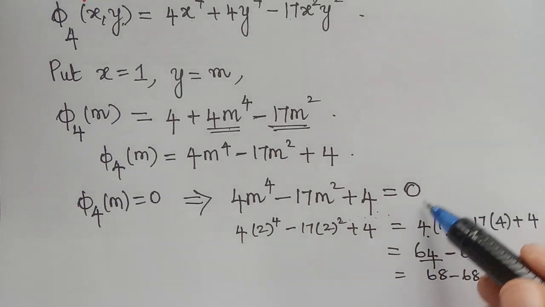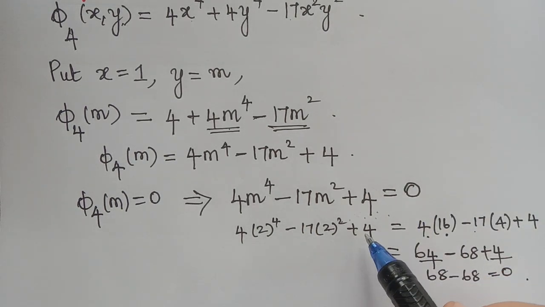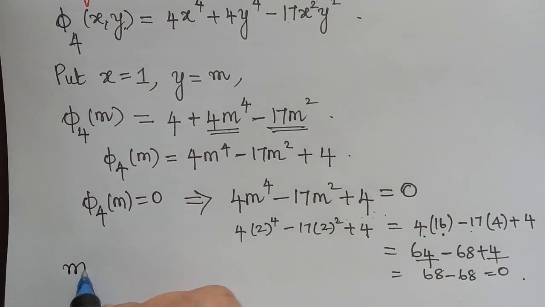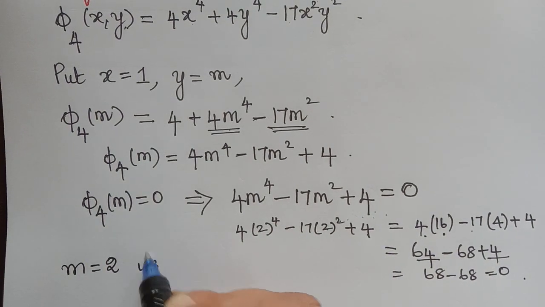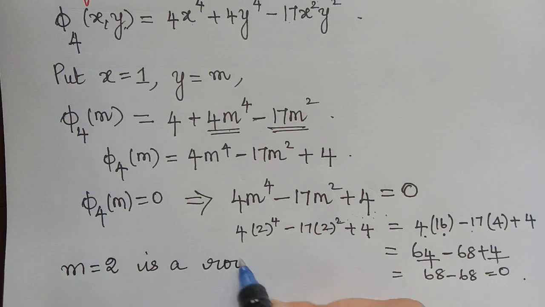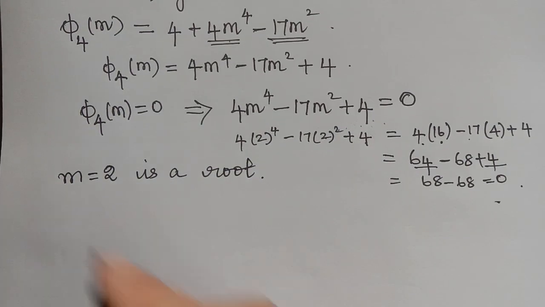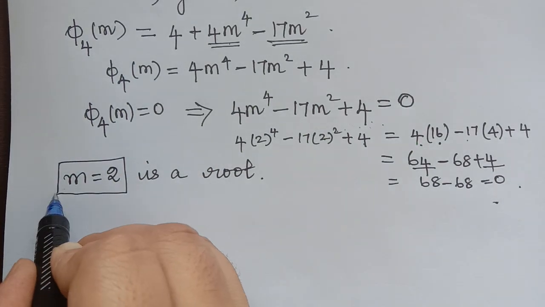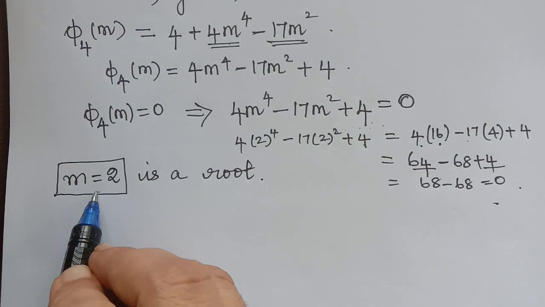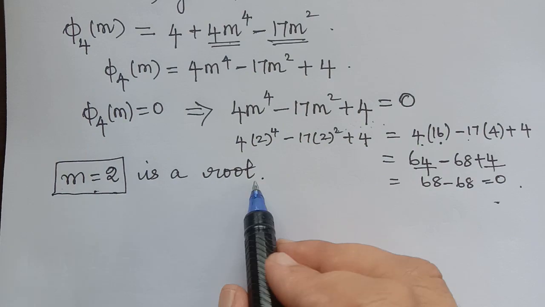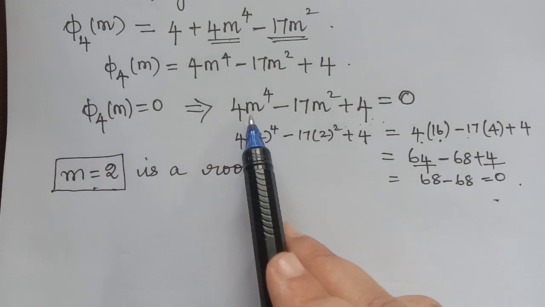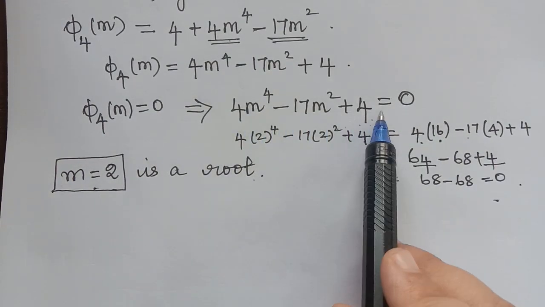So we can see that 2 is a root of this equation. So m equal to 2 is a root. The first root we have found by the trial and error method. Next we have to use synthetic division in order to find the remaining roots of this equation. Now we shall do the synthetic division.